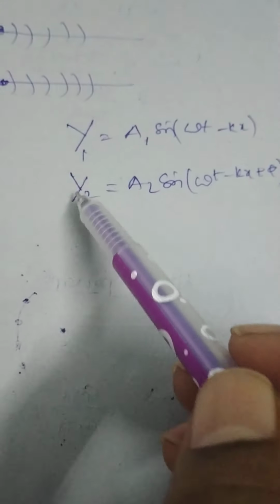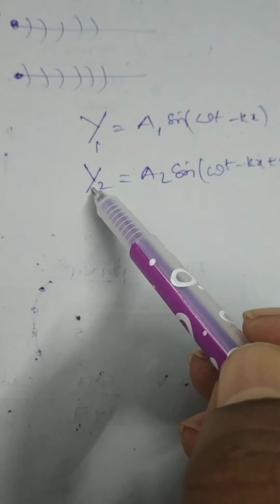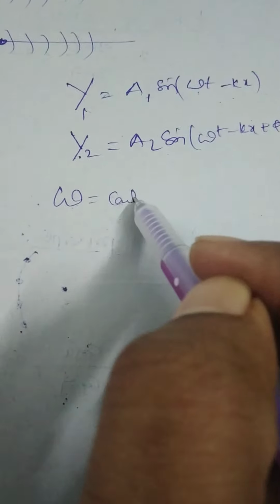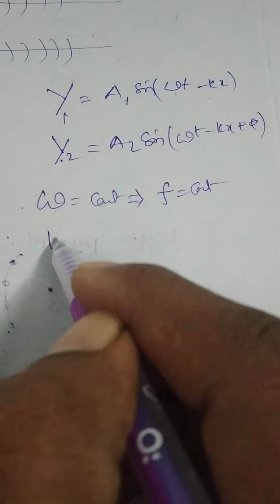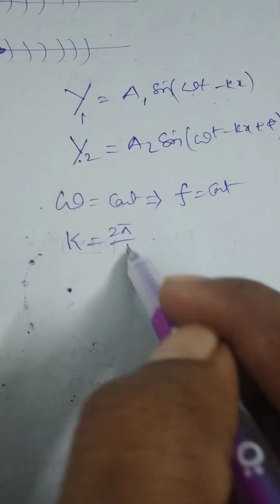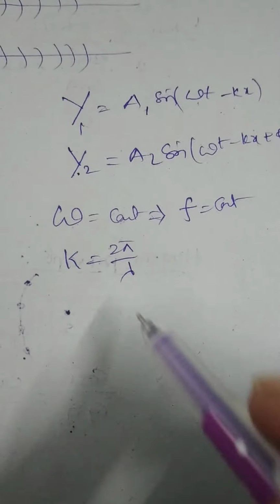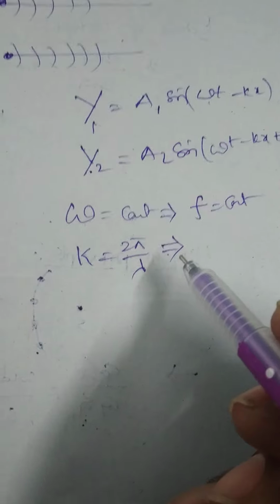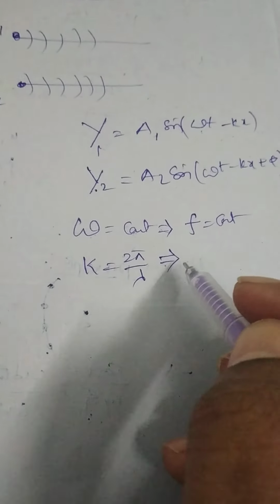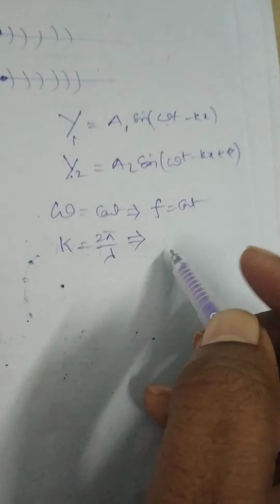So clearly observe these two equations. Y1 and Y2 are the particle displacements. Both have the same omega, meaning omega is constant, and omega is equal to 2 pi f. That means the frequency of the two waves is also the same. K is also constant. K is equal to 2 pi by lambda. K being constant means lambda remains constant. Again we know that the velocity of the wave v is equal to f lambda. As the two waves are traveling in the same medium, the velocity remains constant.